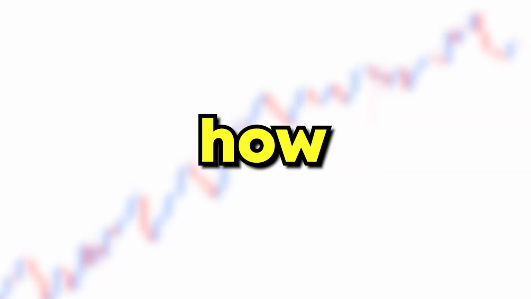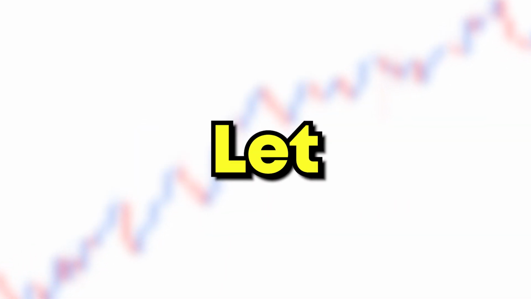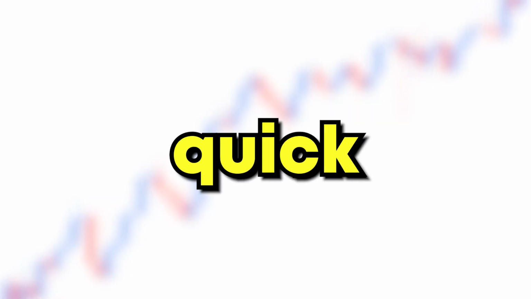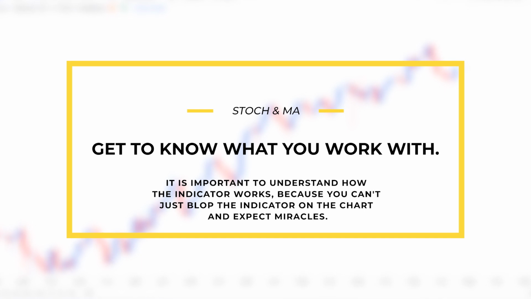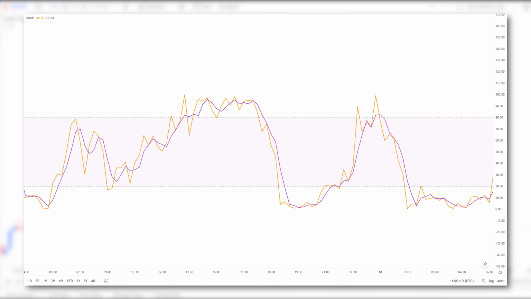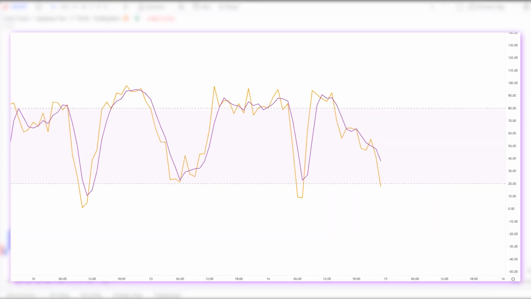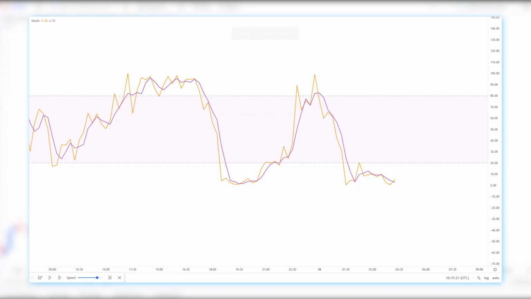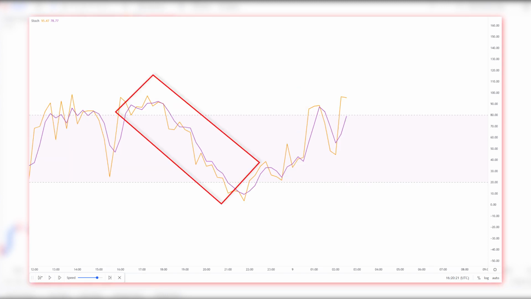So now, as I explained how the moving average works in this strategy, let me share how we can take advantage of the stochastic indicator to catch those quick profits. It is important to understand how the indicator works because you cannot just simply plop the indicator on the chart and randomly place a trade. The stochastic oscillator is an indicator that helps determine when the price of an asset is about to change direction. It does this by giving signals as to whether an asset is overbought or oversold. So if the asset is overbought, it could be due for a reversal to the downside, and if it's oversold, it could be due for a reversal to the upside.